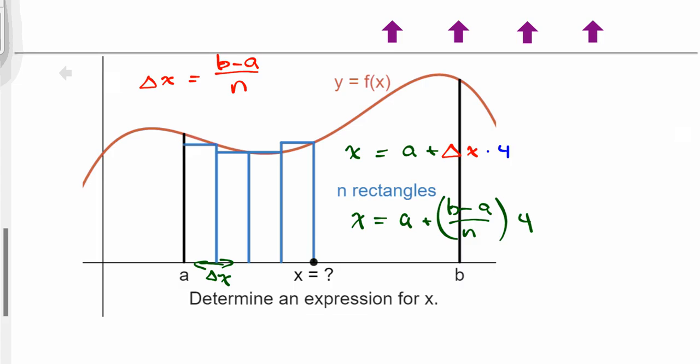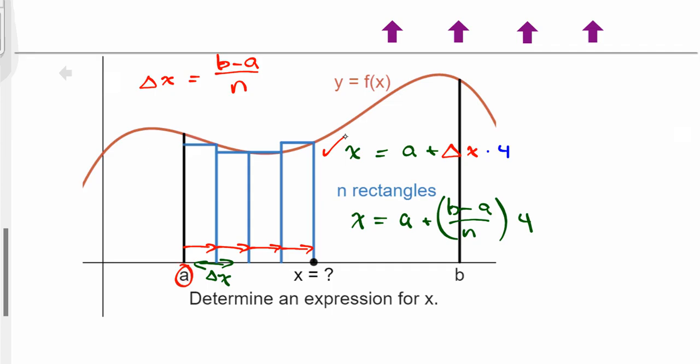So let's go back and look at what I wrote up here. A is my left end. Delta x is the width. And 4 is the number of rectangles. So it means I'm going to start with this a value, and I'm going to add the width on 4 times. So I start with the a value. There we go. There's a. Add a width, add a width, add a width, add a width, 4 times. So this correctly describes what that x value would be.